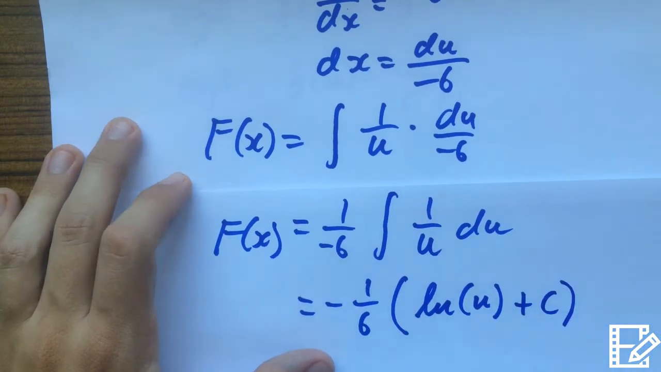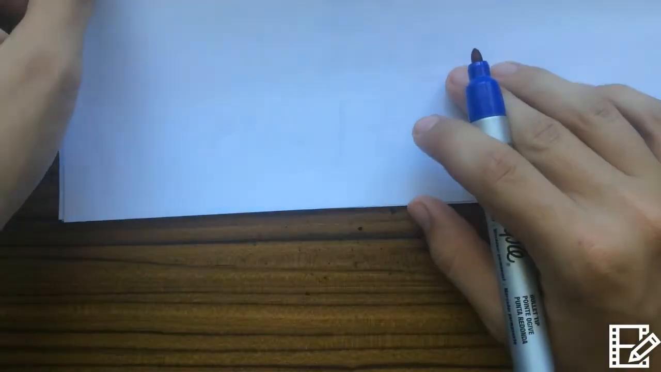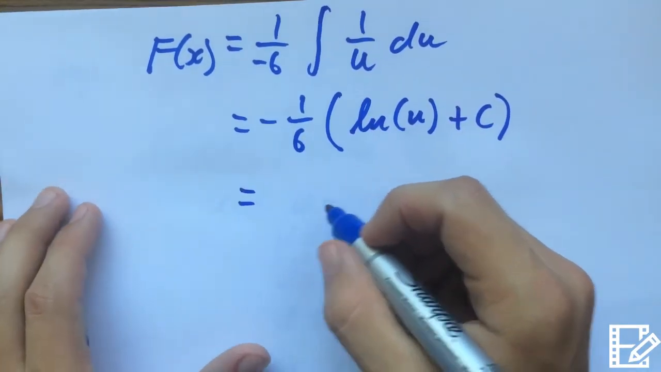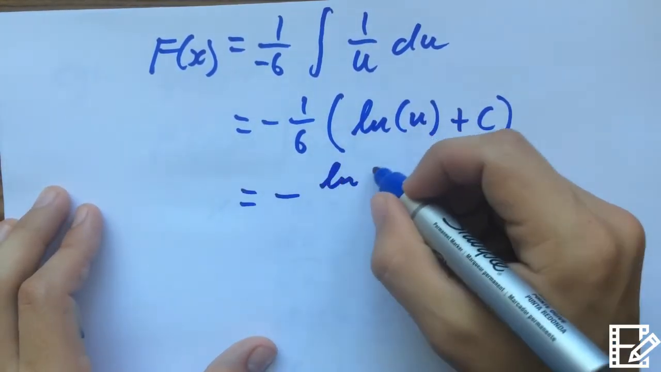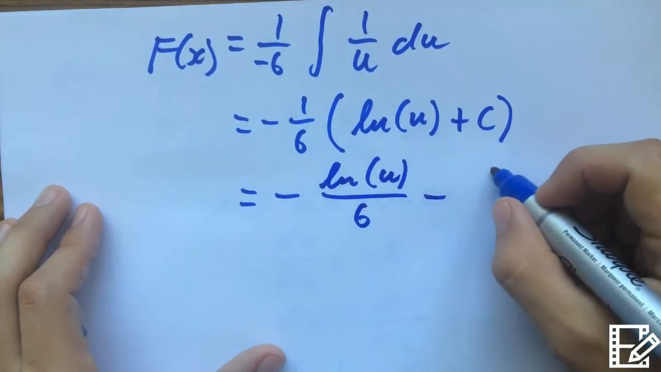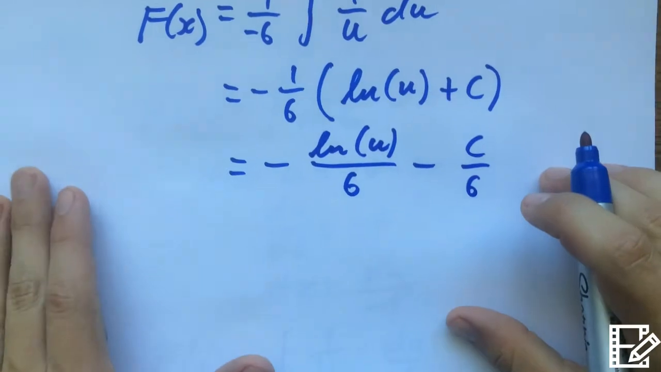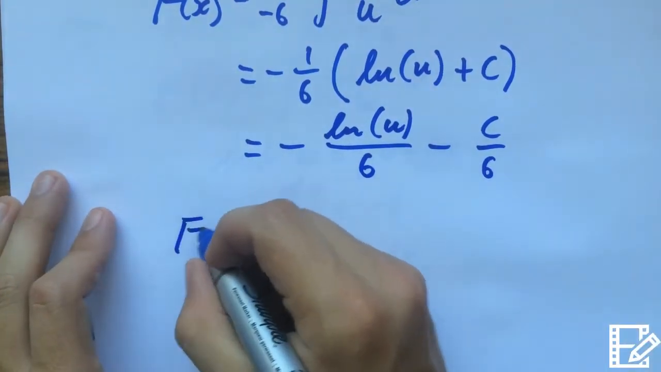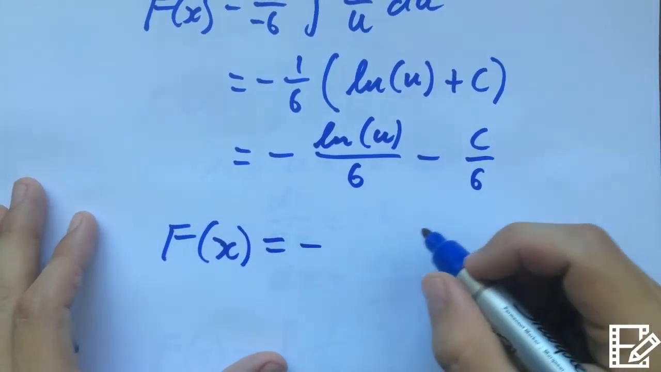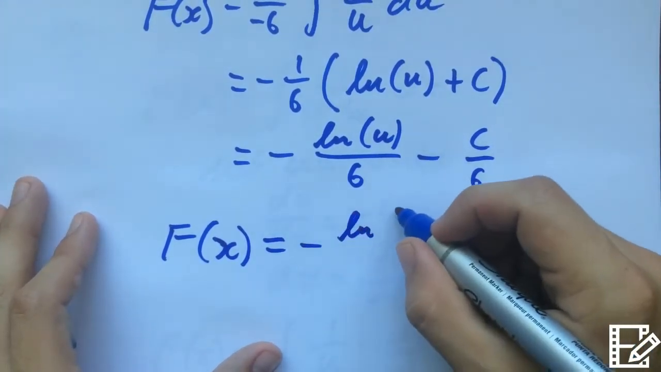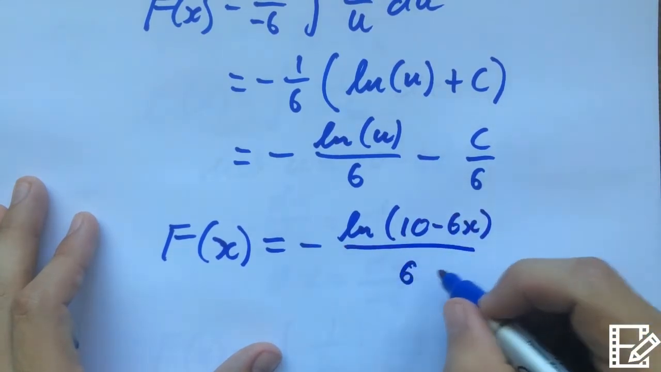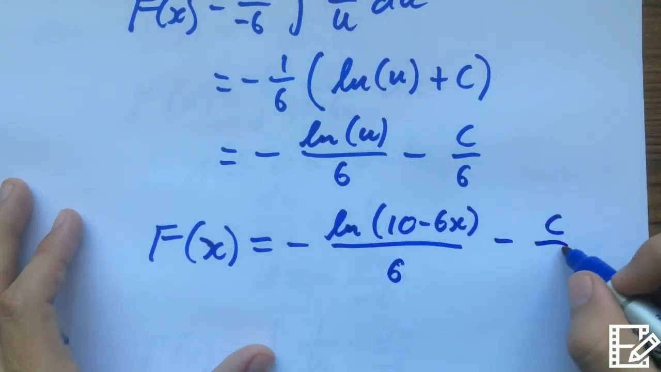Then we'll add the constant, and we'll multiply the negative 1 over 6 in, and we'll get negative ln of u on 6, subtract c on 6. And if we input our u value again, to finish this off, we'll get ln of 10 minus 6x on 6 minus c on 6.